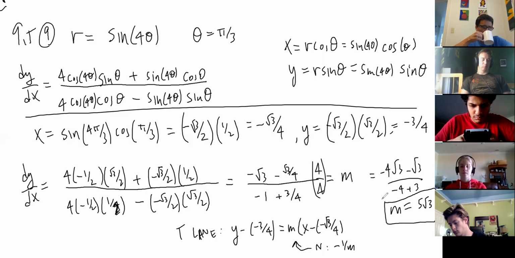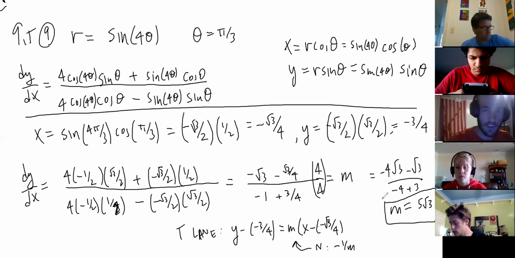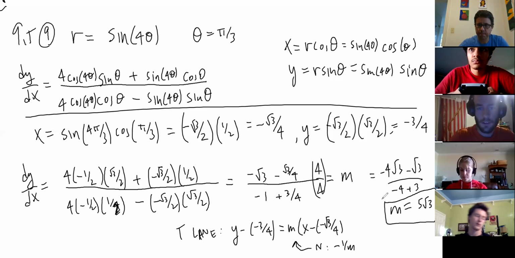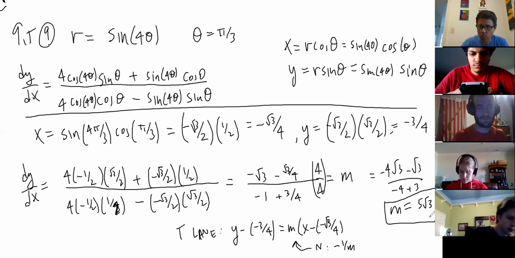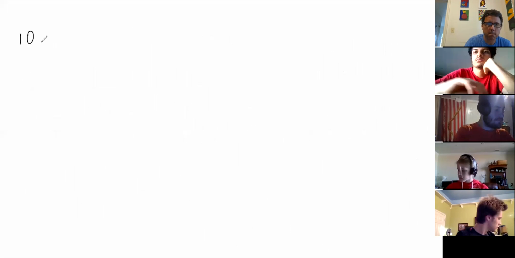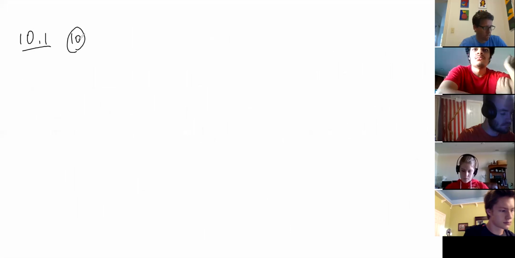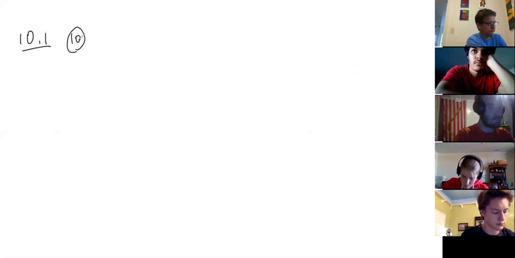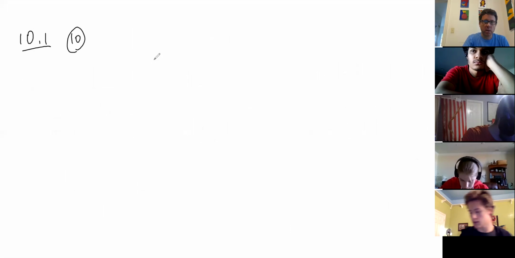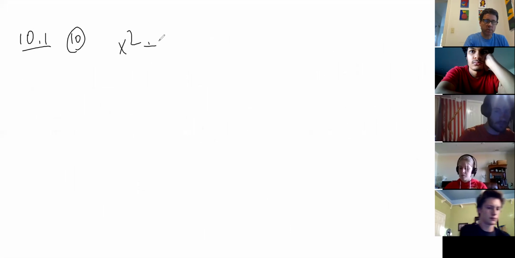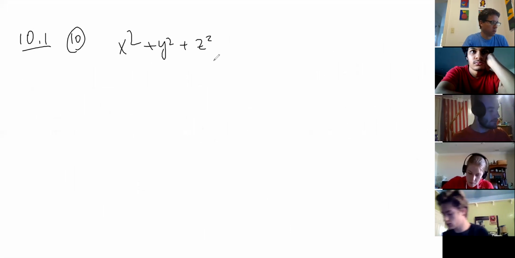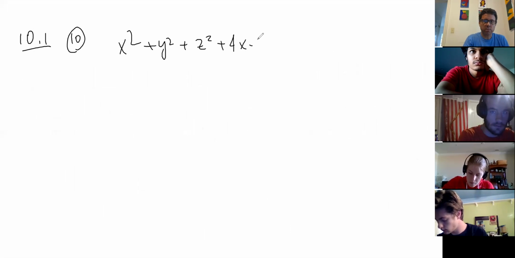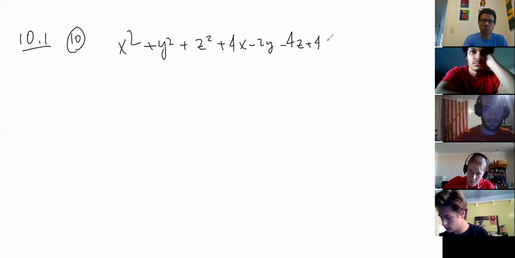Sir, could you run through number 10 on 10.1? Yeah. Okay. All right. x squared plus y squared plus z squared plus 4x minus 2y minus 4z plus 4 equals 0.